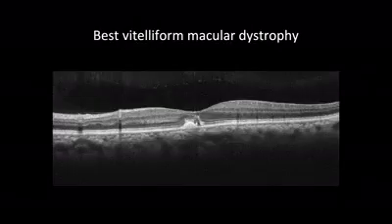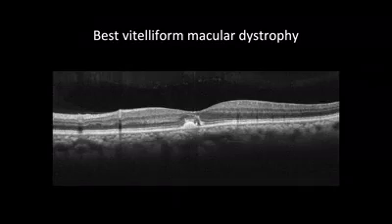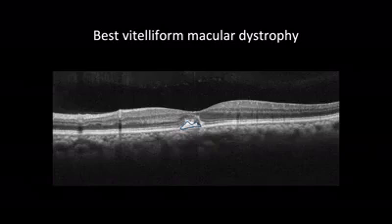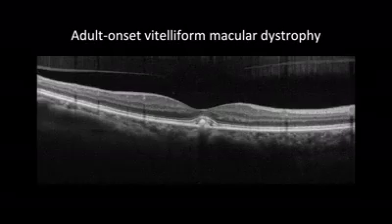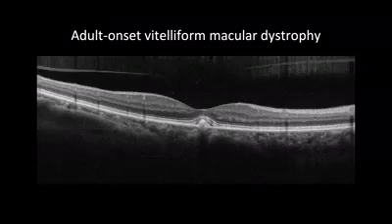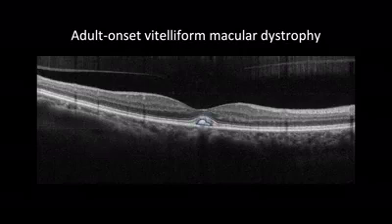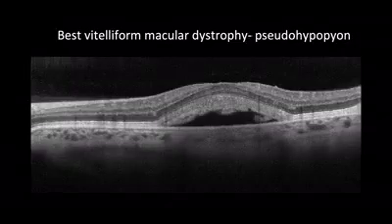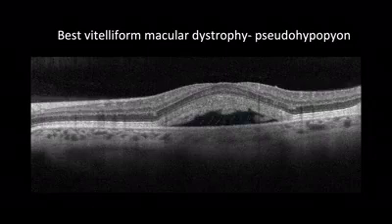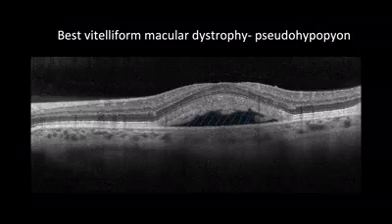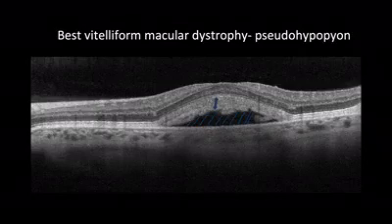In Best disease, OCT shows an accumulation of subretinal hyperreflective material with increased thickness of the ellipsoid zone. Similar findings can be found in adult-onset foveomacular vitelliform dystrophy, where subretinal hyperreflective material accumulates between the RPE and intact ellipsoid zone. In the pseudohypopyon stage, there would be a subretinal hyperreflective pocket which contains subretinal fluids with increased thickness of photoreceptor layer, and it can sometimes be confused with central serous chorioretinopathy.